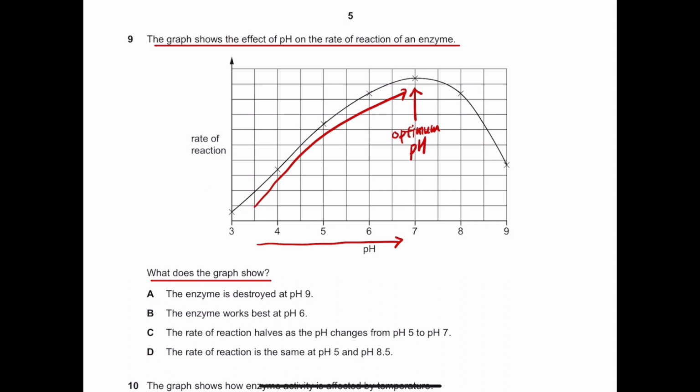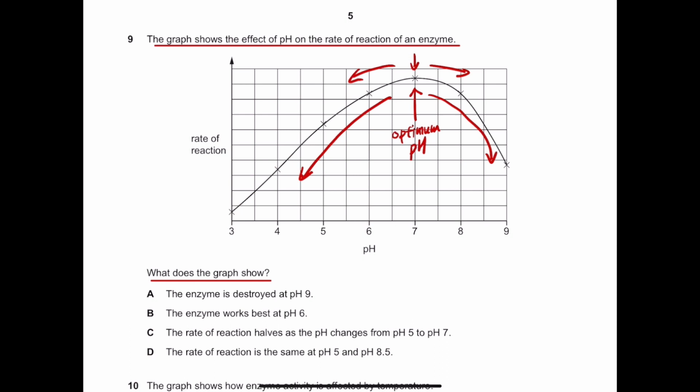After that, the rate of reaction will decrease. In other words, we can see this the other way around. Other than the optimum pH, if the pH decreases or increases, the rate of the reaction also decreases.